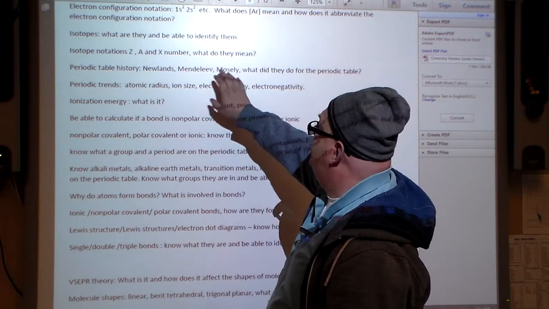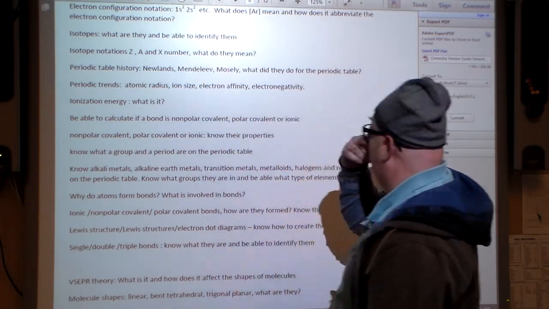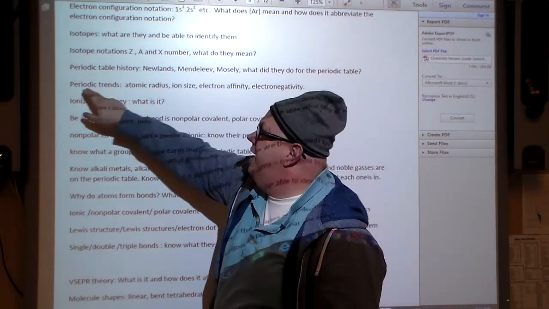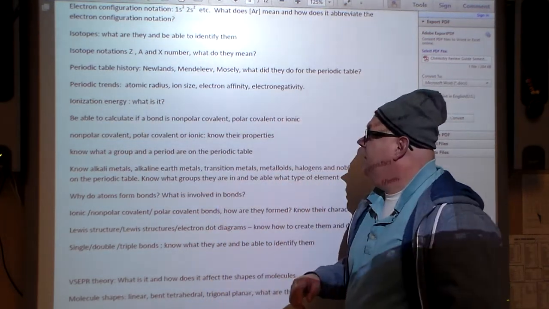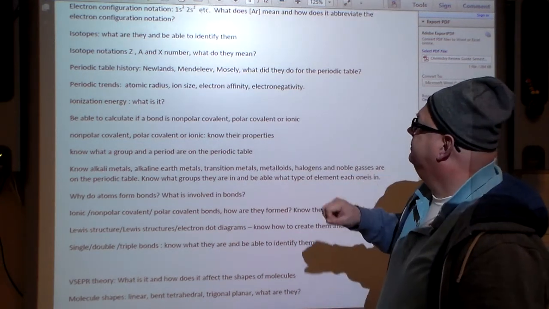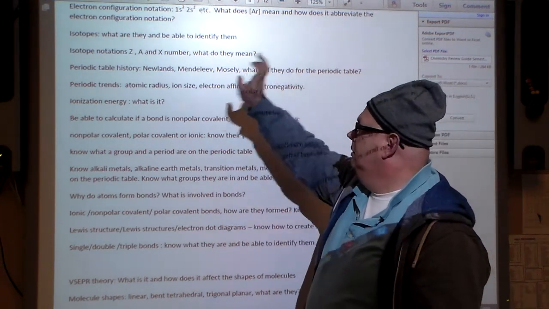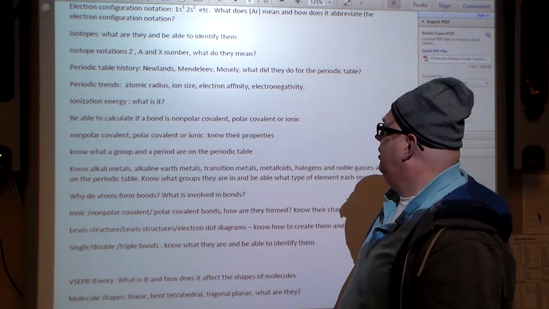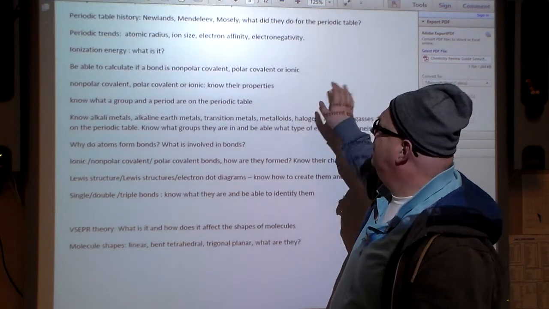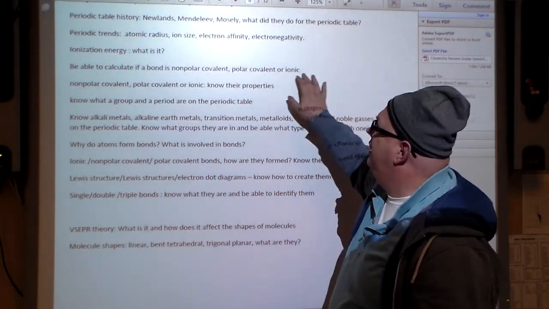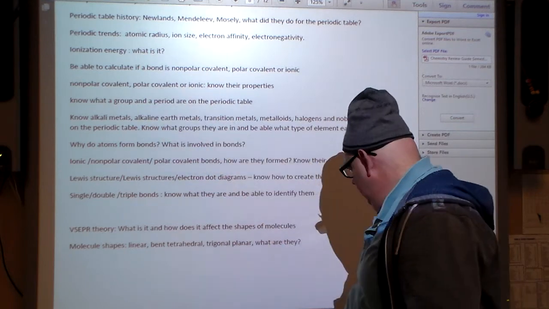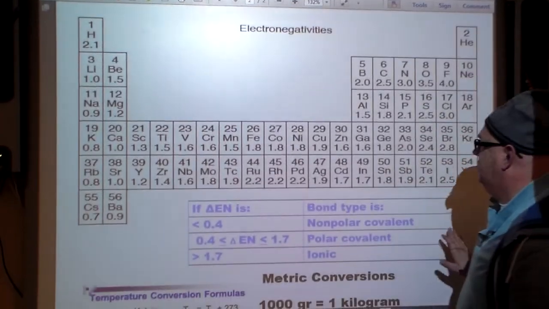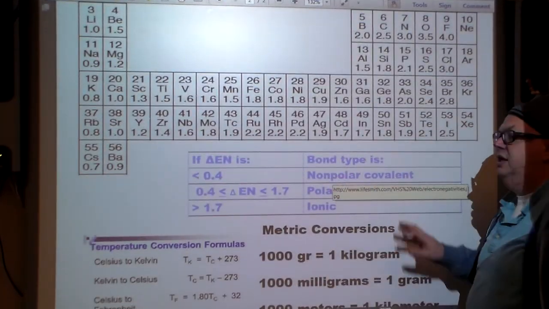Periodic table history, knowing like Mendeleev and Moseley probably would be a good thing. Periodic trends would be a good idea to know. Again, those are in your notes. Okay. Especially like atomic radius, electronegativity, okay, when you look at those. All right, we talked about polar covalent, non-polar covalent bonding. Remember, we went back to this to determine if something was polar or non-polar covalent or ionic.